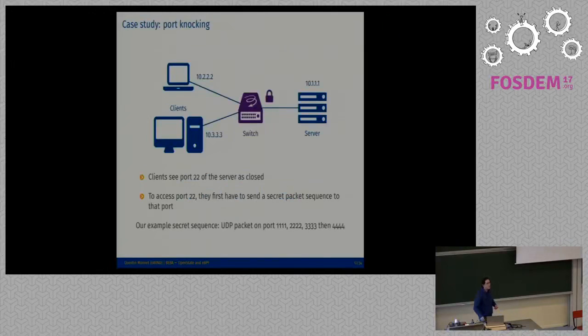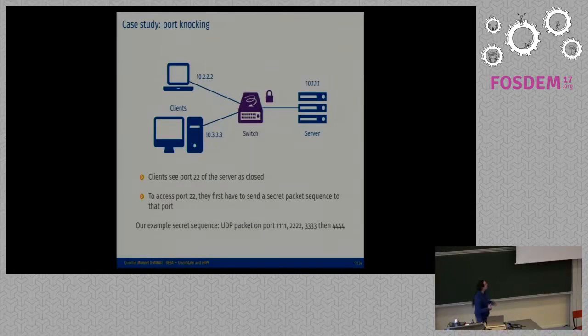Here's a case study for seeing how it works. Concretely, we try to do port knocking. Usually port knocking consists in a server telling everyone that a port, for example the SSH port 22, is closed, and only when a client sends a correct secret sequence of packets, then the server says, okay, it's open for you, you can connect to this port. So it's a security measure.